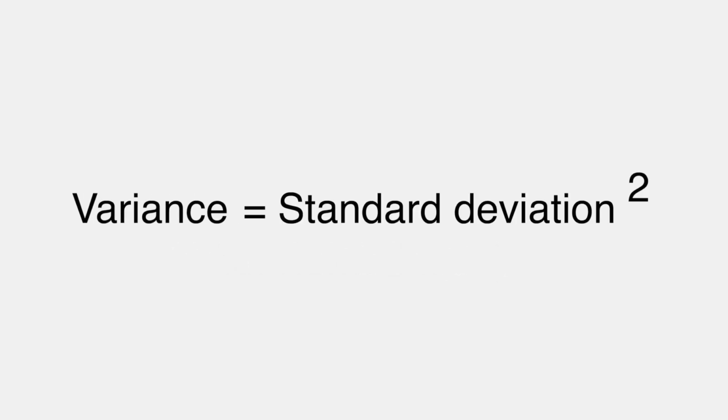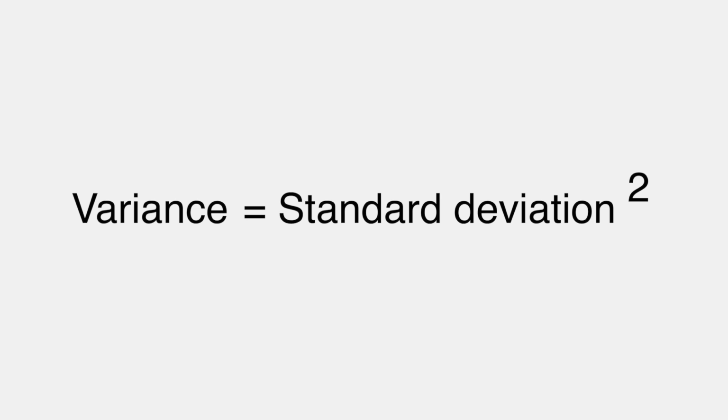A related measure is the variance. The variance is just the square of the standard deviation. It is much less useful than the standard deviation because, since it's squared, the variance does not have the same unit as your data or as the mean value. So usually we don't use it.